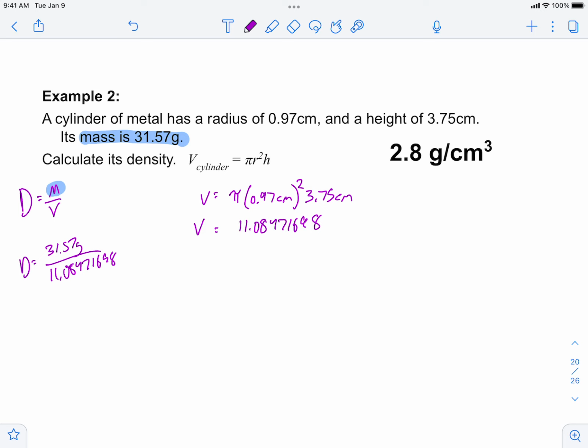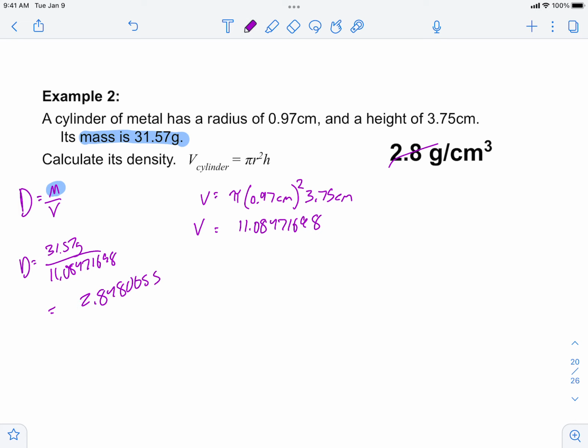I did not get that. Did I make a mistake? Hold on, let me check my numbers. I got 3.35, but apparently that's not right. So let's double check. 0.97 squared times pi times 3.75. 11.0847. Okay, so 31.57 divided by that value. Okay, I just miscalculated the first time. I get 2.848065.